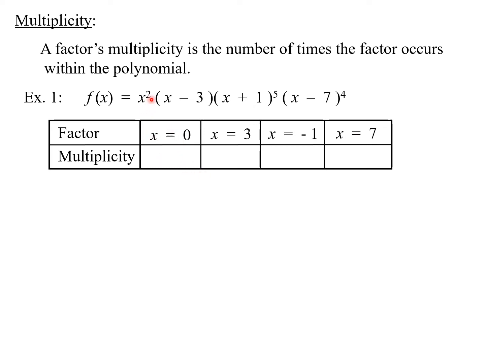So x is squared, so this is like x times x, so this factor appears twice. X minus 3 is only to the first power, so that only occurs once. This one is to the 5th power, so it could be x minus 1 times x minus 1 times x minus 1, etc. So this one appears 5 times, and then this factor appears 4 times. So the multiplicity of the factor x equals 0 is 2, of the factor 3 is 1, of the factor -1 is 5, and of the factor 7, the multiplicity is 4.